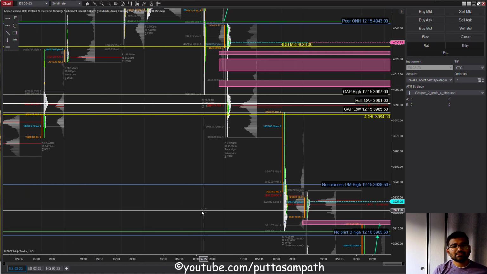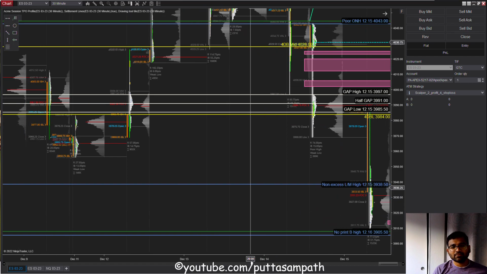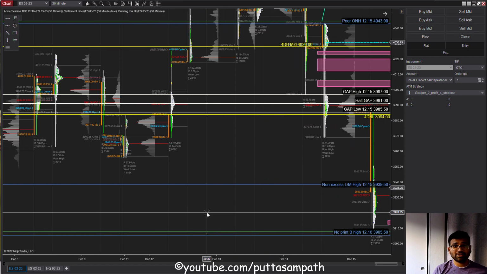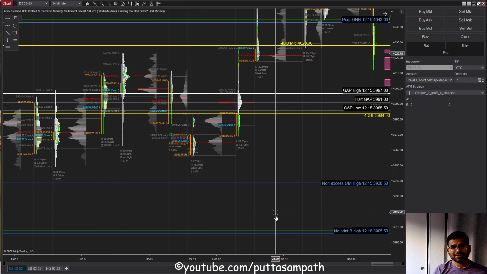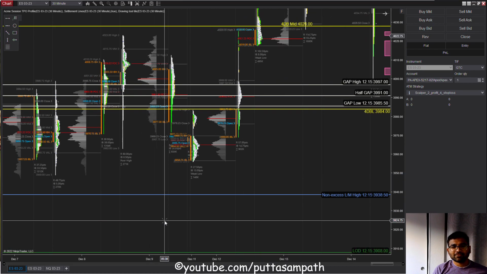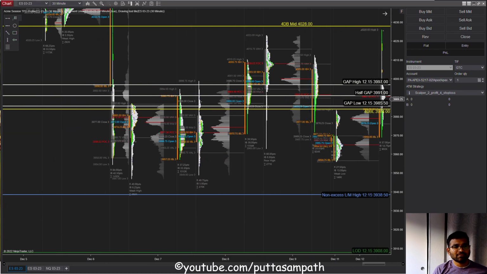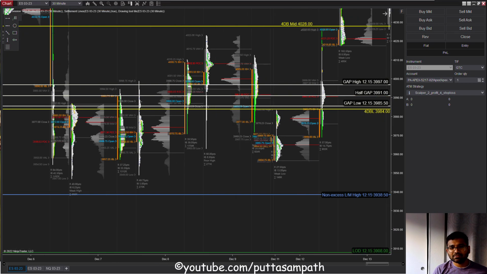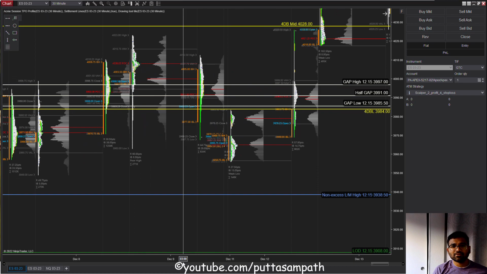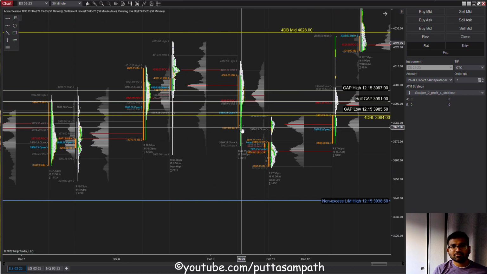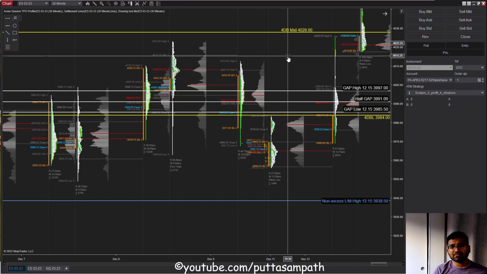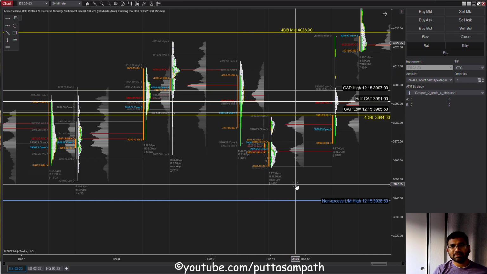Let's start with the market profile view of what happened last week and then what could potentially happen next week. Last week Friday was December 9th. Let me show you what has happened. On Friday we had a spike, and I mentioned that above the spike base it's going to be bullish, below it's going to be bearish.